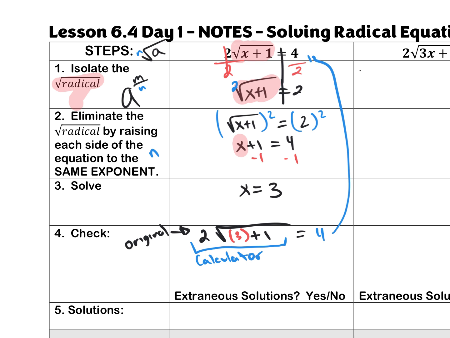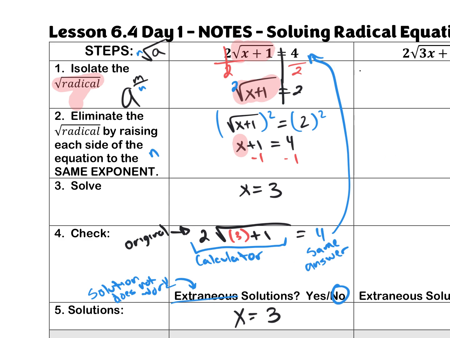If it's the same thing as my original problem, that means this is not an extraneous solution. An extraneous solution is a solution that does not work. That means it's a solution that does not give you the same answer back, which is not going to be on this lesson. So for this one, we're always going to say no. My solution is not extraneous, and my solution is x equals 3 because I'm always solving for x.